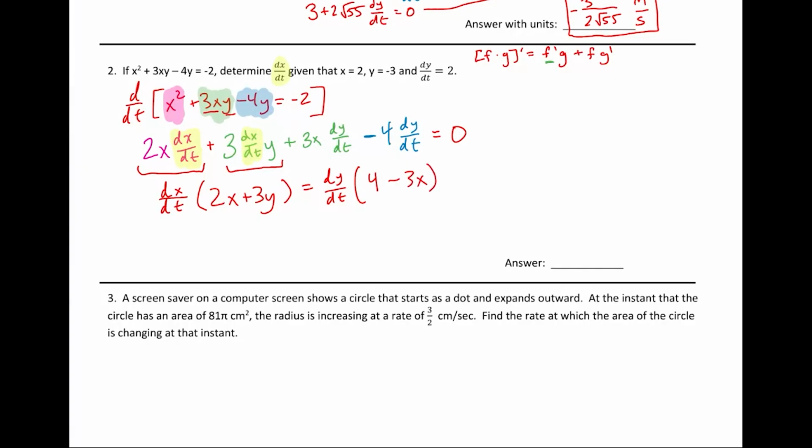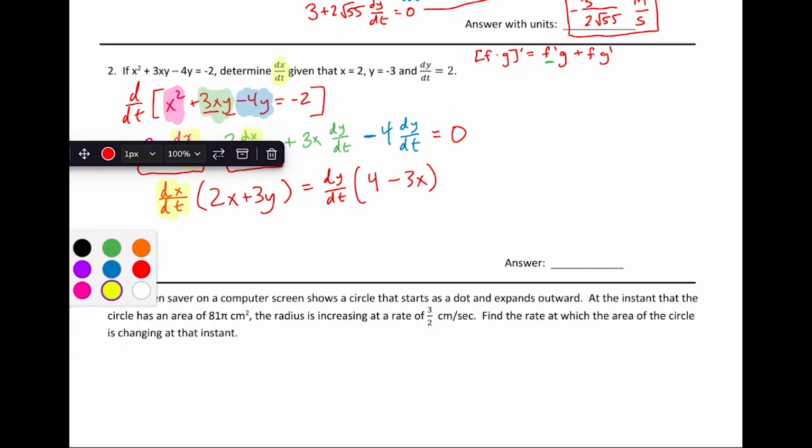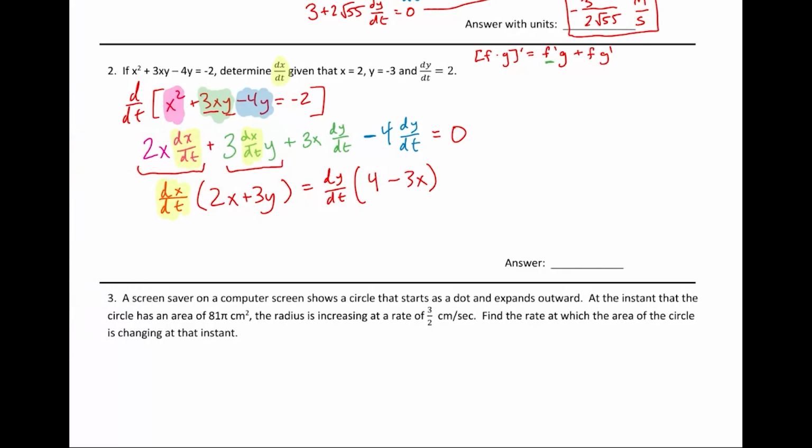All right, lastly, we need to isolate that dx/dt. That's what we're trying to find, right? Let's keep track of that. We're going to divide both sides by 2x plus 3y. So we have dy/dt times (4 minus 3x) over (2x plus 3y).